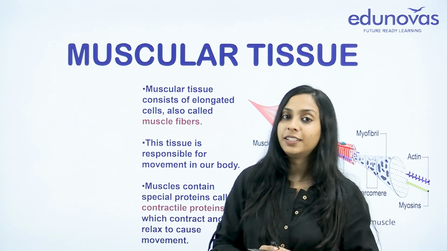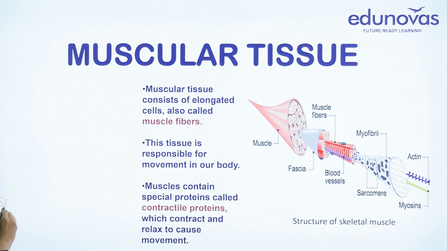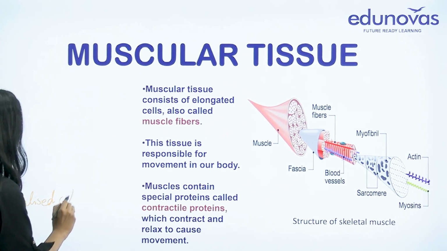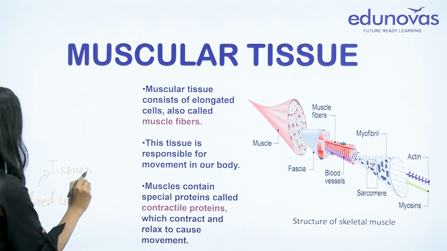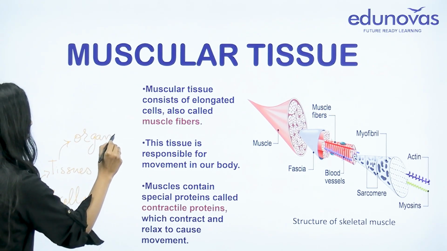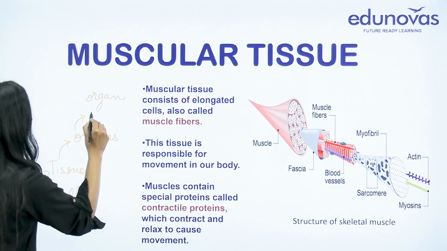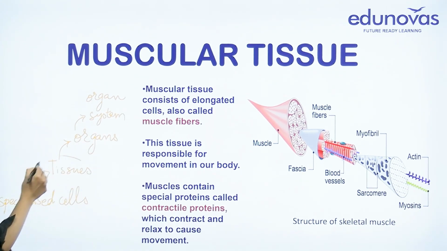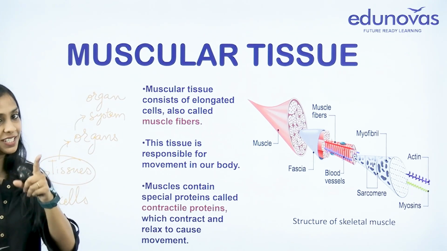So we know that all tissues are a group of specialized cells. Specialized cells give rise to tissues, and tissues in turn give rise to organs. Organs then form organ systems. We are, however, interested in the tissues. So if we have muscular tissues, muscular tissue will be composed of muscle cells.